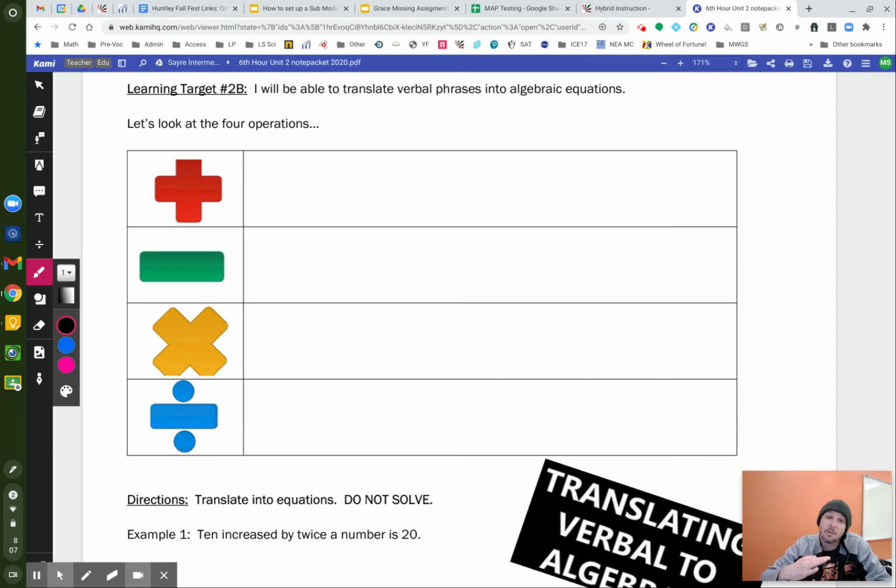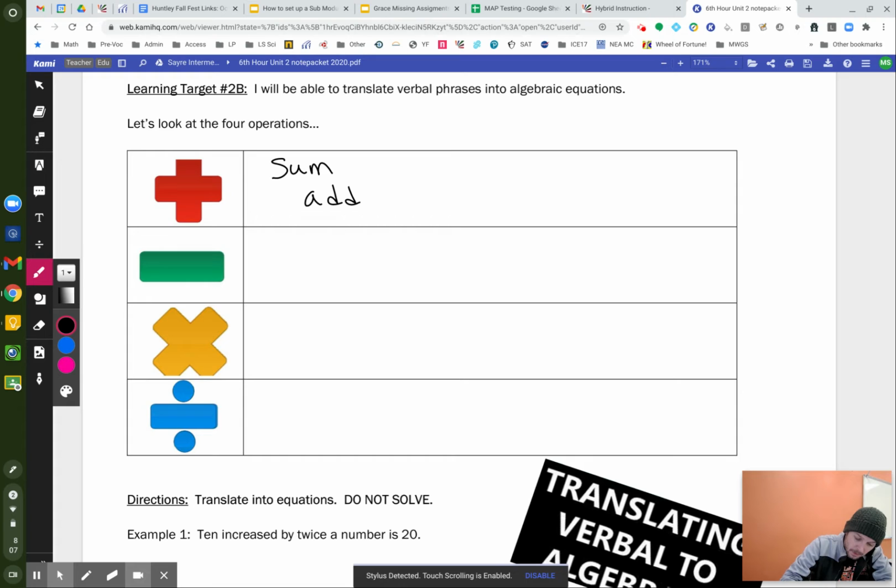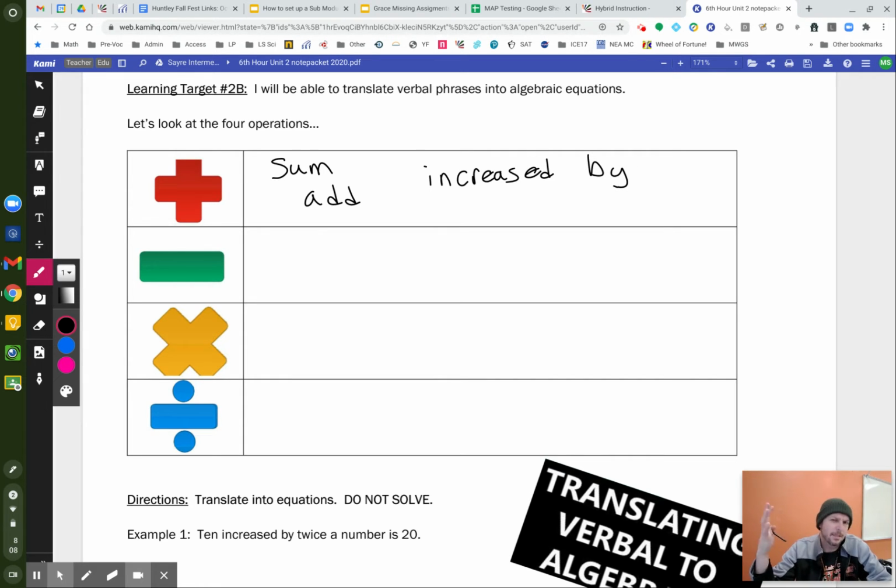So the words that you're going to look for in verbal problems, or word problems as we call them, are going to be things like sum, add, increased by, and there's a bunch of other ones. So anything that you think is like, hey, that sounds like I should add or do more, that's what you're going to go with.